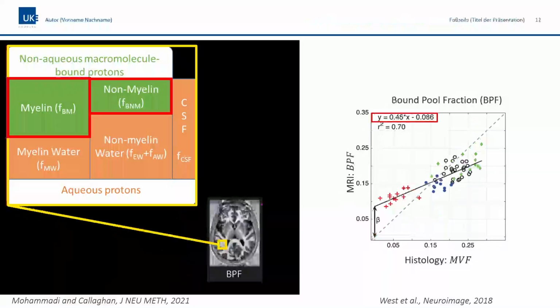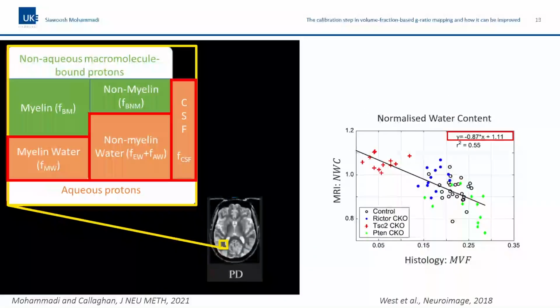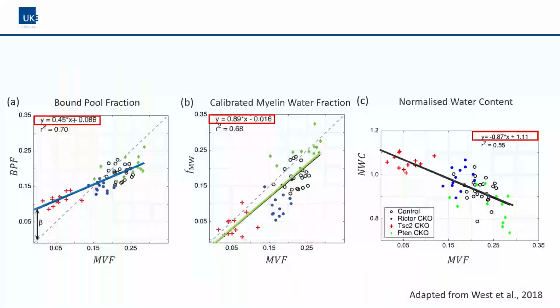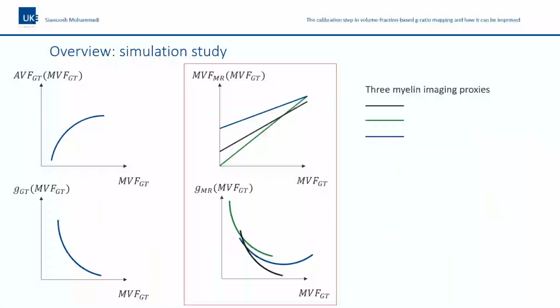The second approach is a bound pool fraction, which has a large offset as compared to its slope, but also correlates very nicely. And the third one is basically the proton density, also known as the macromolecular tissue fraction, which is 1 minus the proton density. So you would take 1 minus this slope here to get a correlate of your myelin volume fraction. And these 3 we then use for our simulations to generate these model G ratios.